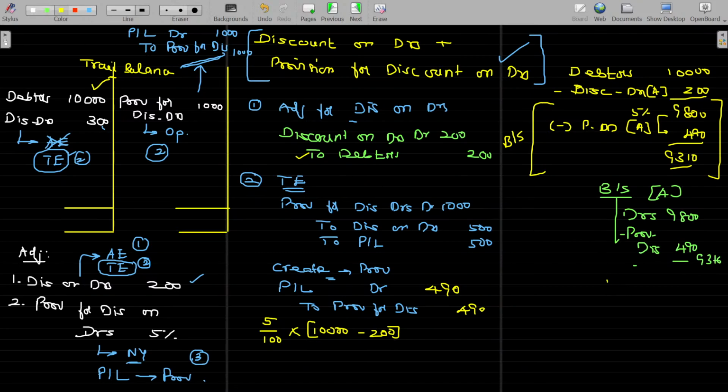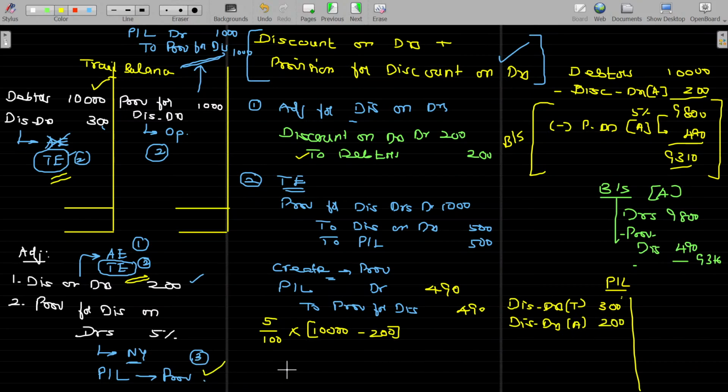And how about the P&L account, sir? It's very simple. Similar to the debtors. Discount on debtors transferable to the P&L account. Here, given in the trial balance, the value being 300. Discount on debtors given in the adjustment is also transferable to the P&L account, which is 200 rupees.